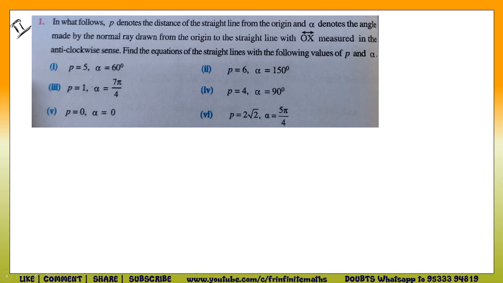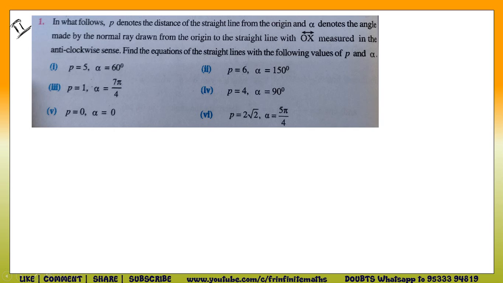Where are we going to use P and alpha? Here we are going to use them in the normal form, right? P is nothing but the perpendicular distance from the origin to the straight line, and alpha is nothing but the angle made by the normal with the positive direction of the x-axis in the anti-clockwise direction, right?